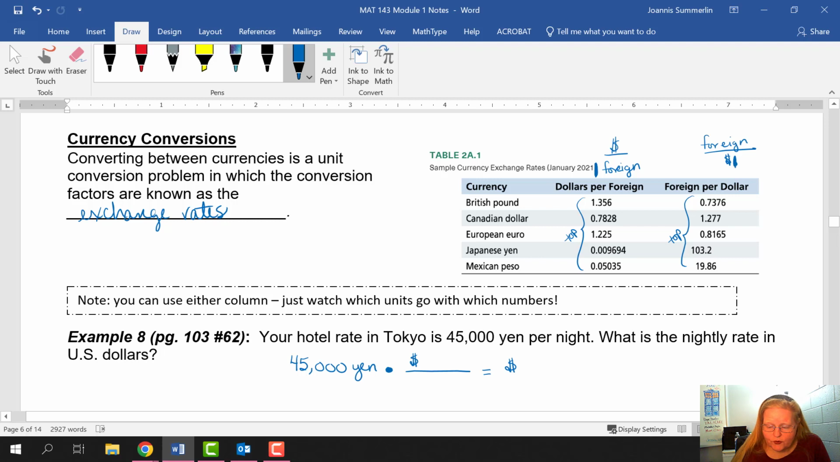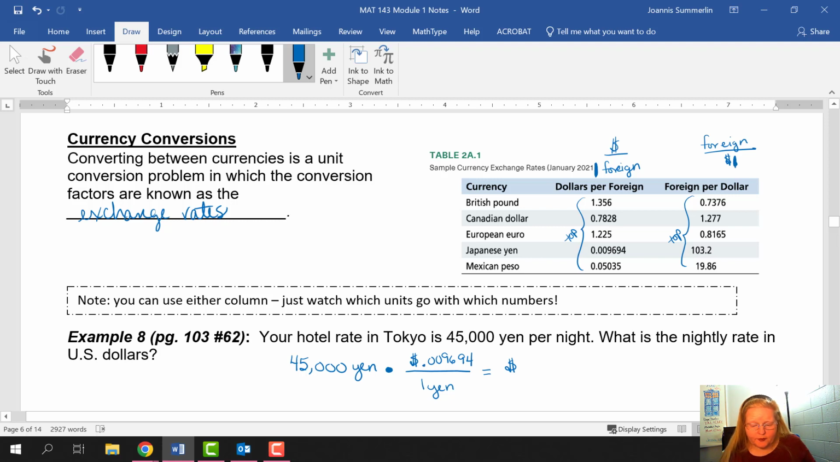So this is over 1 yen for this dollar amount on top. So that's 0.009694. And these numbers change all the time. So your book will always tell you the number they want you to use, or My Math Lab will tell you what number they want you to use. The exam will tell you what number they want you to use. But they're going to be different all the time, so make sure you pay attention to them.